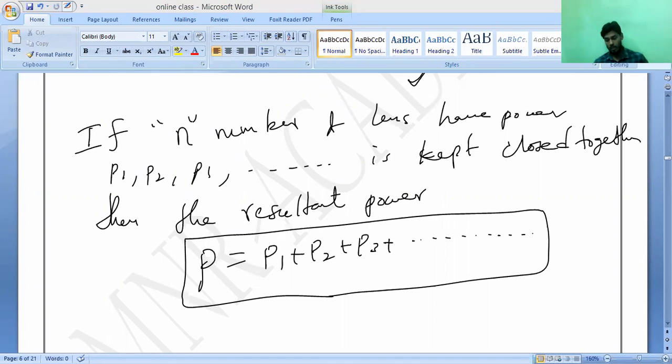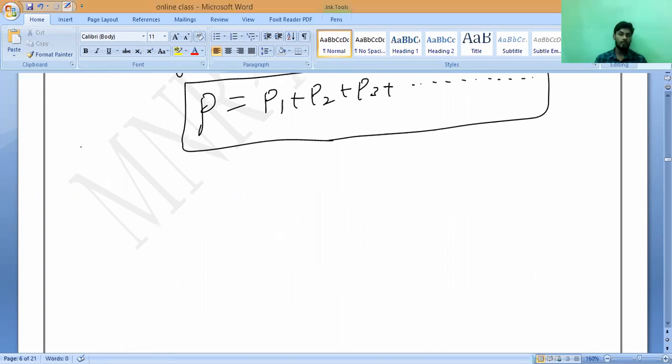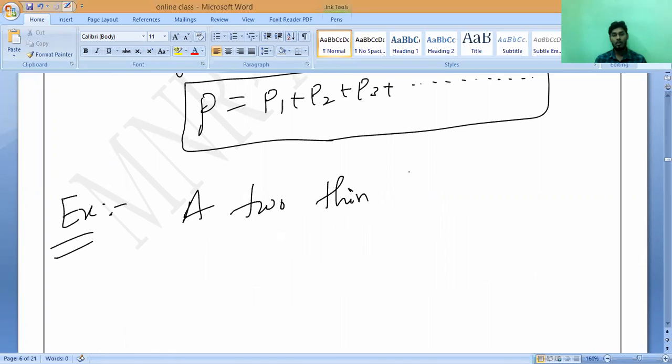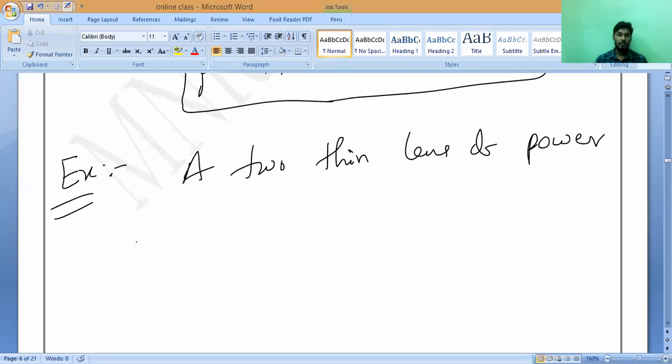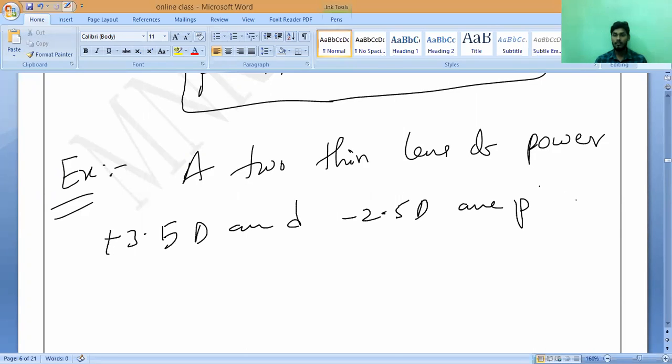Now, let me write the question. All of you write the question. First question. Two thin lenses of power plus 3.5D and minus 2.5D are placed in contact.